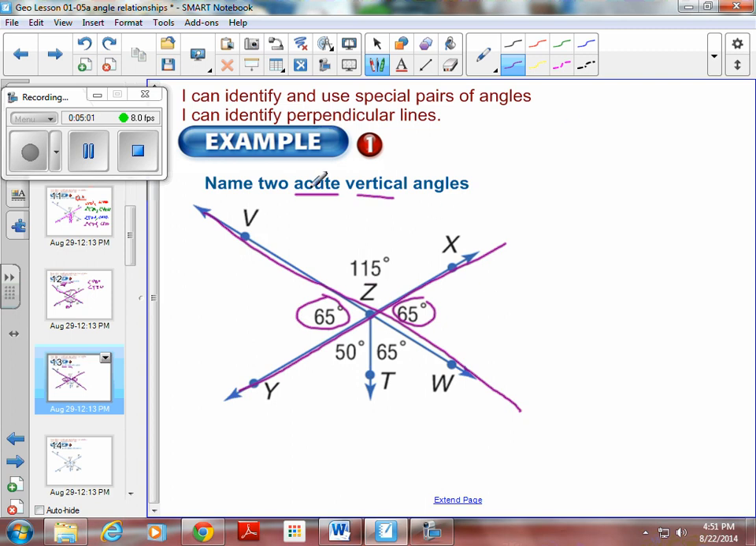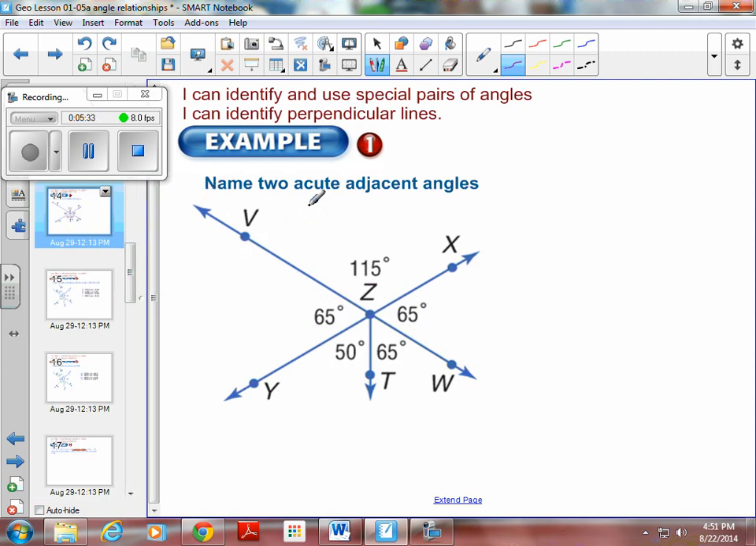Are they acute? Well, acute means less than 90 degrees. So yep, they are less than 90 degrees and they are vertical. So that's going to be angle VZY and angle XZW. Those are our two vertical angles that are acute.